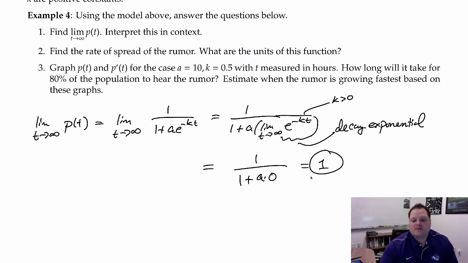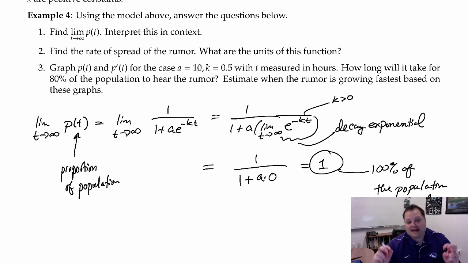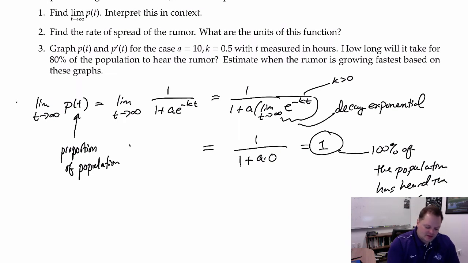Now, how do we interpret that? Remember, p of t is the proportion of the population that's heard the rumor. So if the proportion of the population is 1, then this 1 represents 100% of the population has heard the rumor. Which makes sense. If you let any sort of rumor go long enough, eventually it will infect the entire population. Okay, so that's the answer to 1.